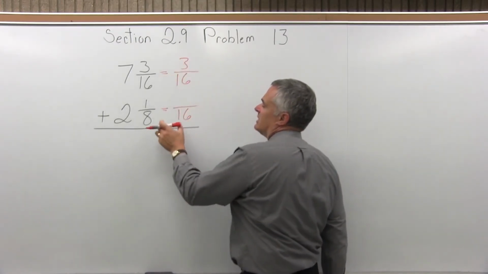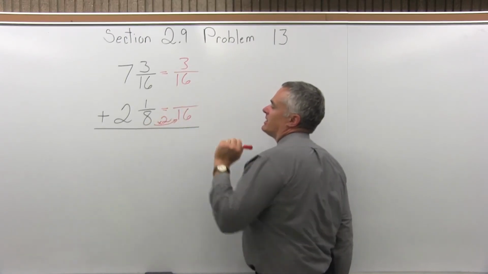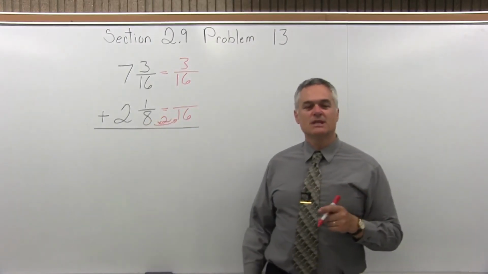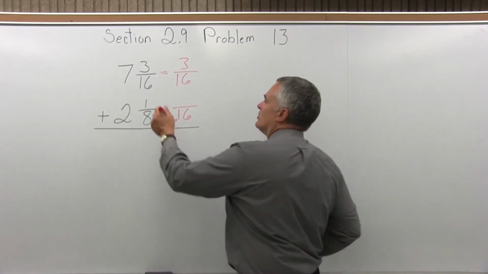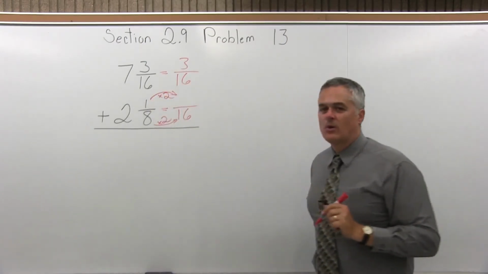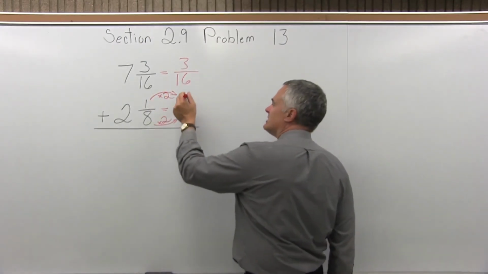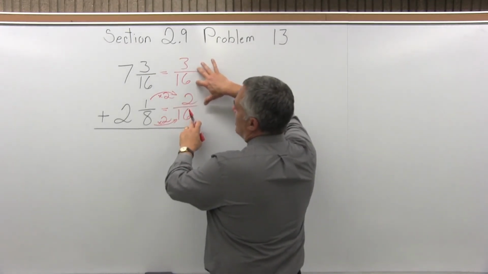Nothing really changes. Now the bottom fraction, though, my denominator of 8 got multiplied times some value that turned it into a 16. That some value must be a 2. 8 times 2 is 16. So the numerator of the bottom fraction gets multiplied times the same value of 2. 1 times 2 is 2. 2/16 really is an eighth, but now I have it in a form where we have a common denominator.